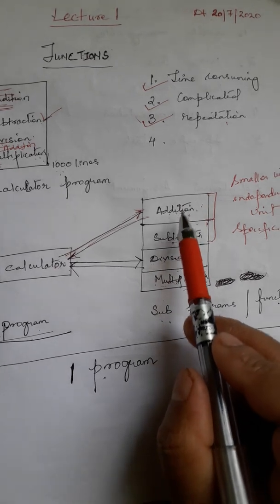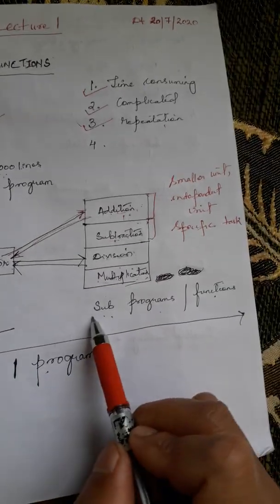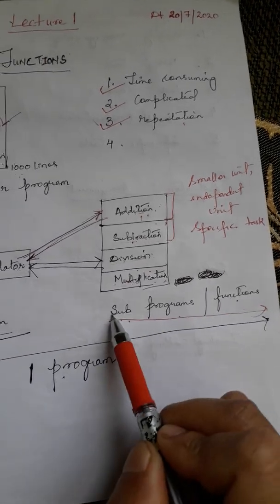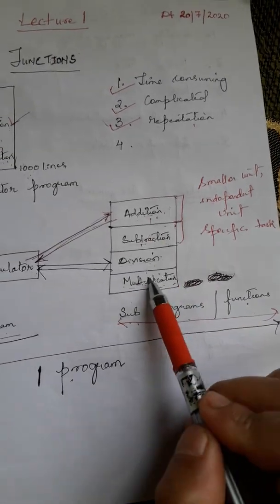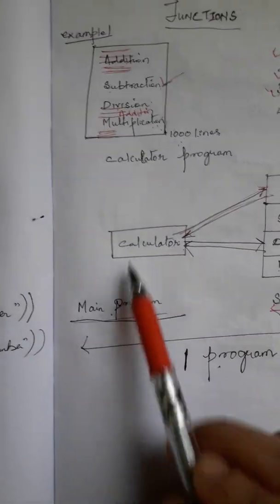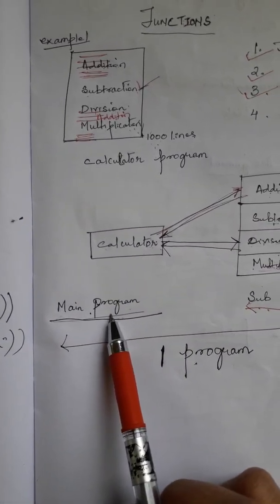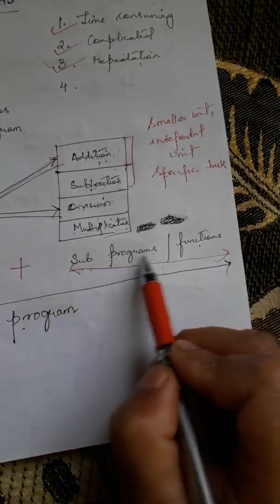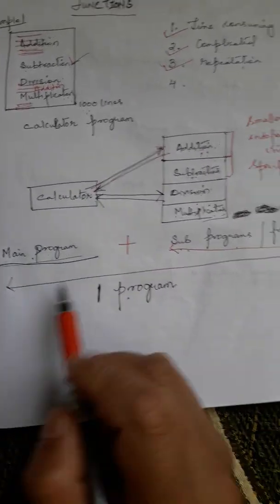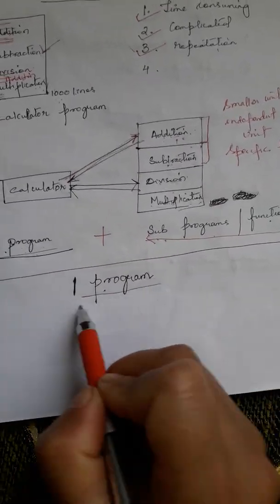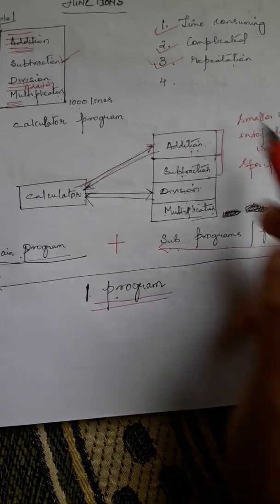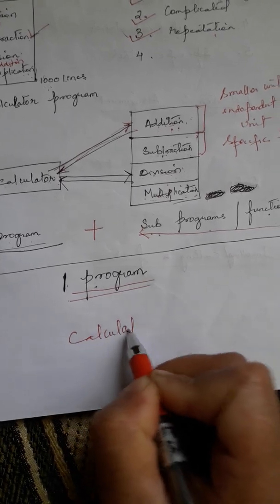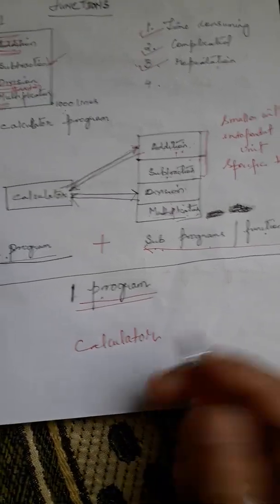Fine. So this subdivision that we have here is referred to as the sub-programs or the sub-functions. And there's a smaller program that we have written. This here is called the main program, like I have already mentioned. So now your main program together with the sub-programs or the functions here is referred to as a program. So this here comprises one program, and this particular program can be referred to as a calculator program or a calculator software.